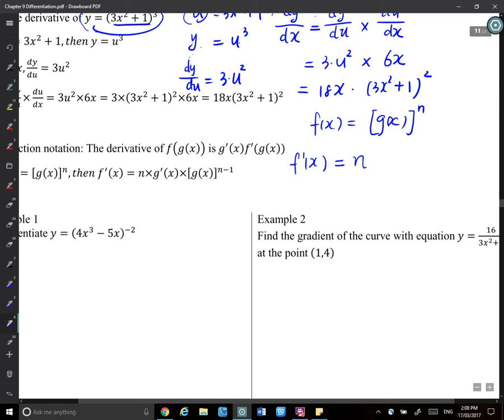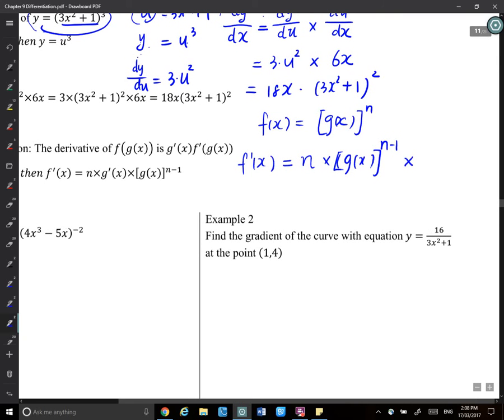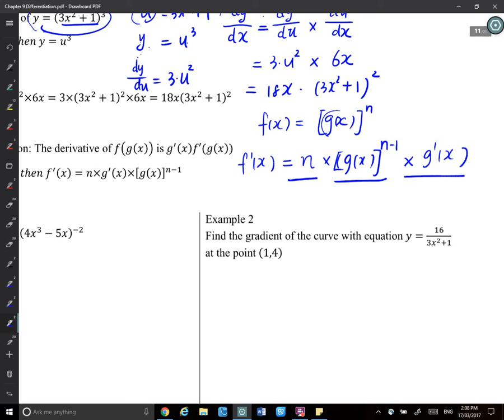You bring the power down, and you reduce the power by 1. But you need to do one extra thing. The extra thing you do is differentiate the function inside. Okay, 3 stages: times the power, reduce the power by 1, and differentiate the function inside. Okay, that's how you can use chain rule. I can prove this for you by using chain rule, but I don't want to. It's not hard at all, but why ask you to remember that? Maybe it's good to know, because I think some questions ask you to show the chain rule.